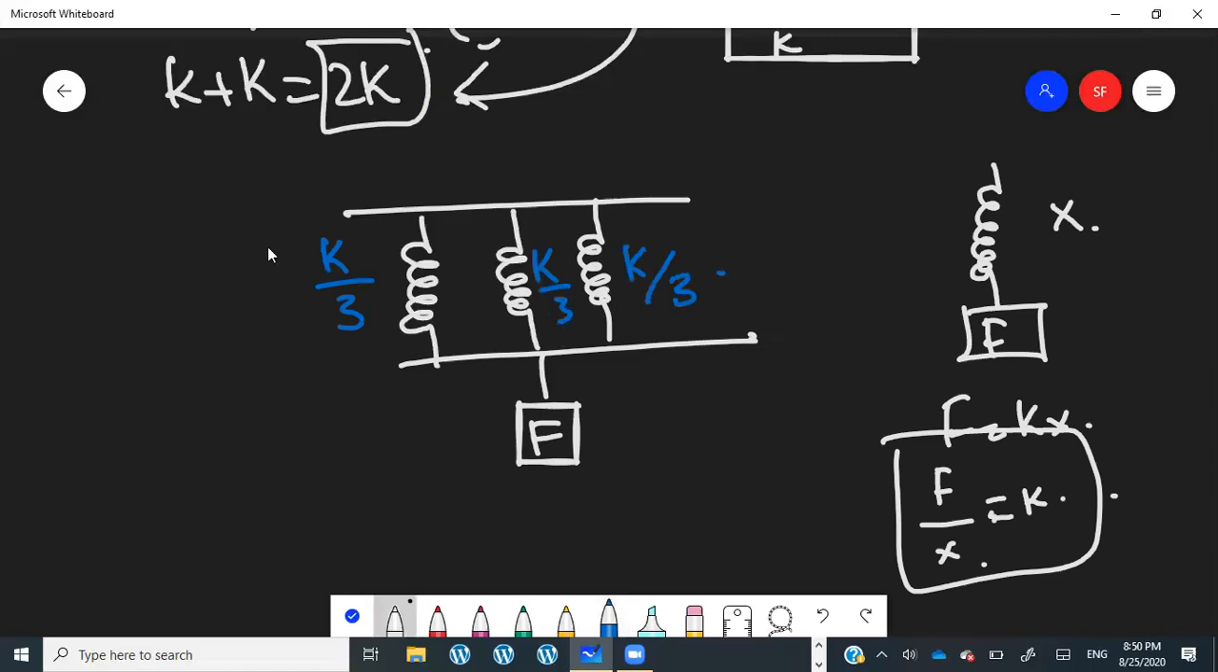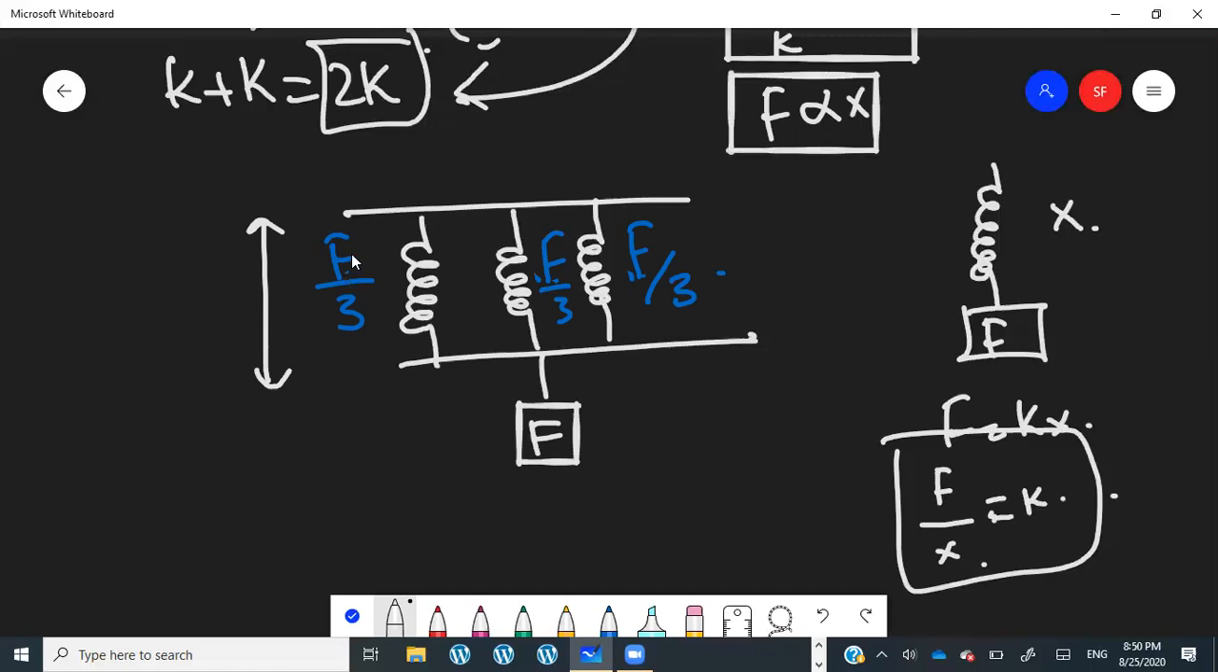Get it? If it gets divided between the 3, oh sorry, not K, it's F upon 3. I just mistakenly wrote K, it's F upon 3. Now, if the force gets divided between the 3 springs, what will the extension become? The total extension of each spring. You know that force is proportional to extension. If each spring is experiencing 1/3 of the original force, then their extension will become 1/3 of the original extension. Right. Okay, now if I were to calculate the total spring constant, how am I going to do that?